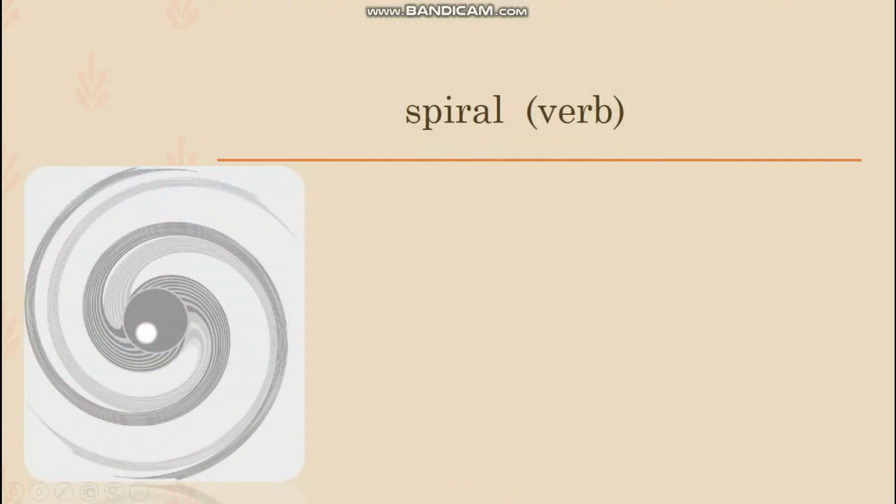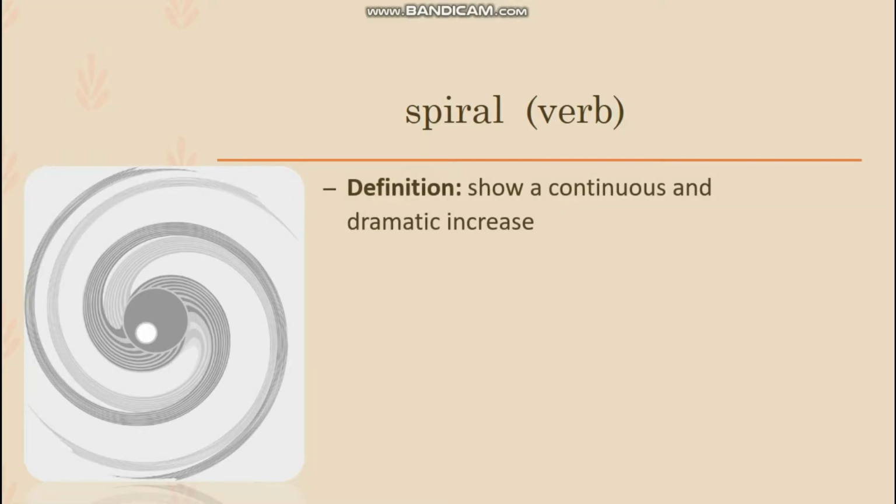Now, then I have spiral. Here we have a very confusing image. Now, concerning the definition, it's actually very simple. I know that from the picture, you might have thought that this is very confusing, but really it's simple. For the definition, it's to show a continuous and dramatic increase. So it's something that is building up more numbers. So it's a continuous increase. So it's something that's building up.